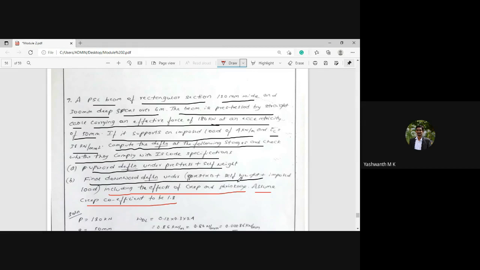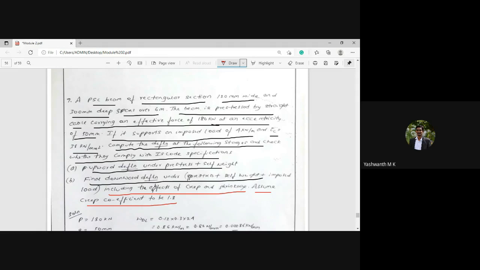So when the creep and shrinkage parameters come into the case of deflection, then whatever deflection you are going to calculate will be long-term deflection. Please note this point. I think I highlighted these conditions while discussing the limits of deflection as per IS 1343.